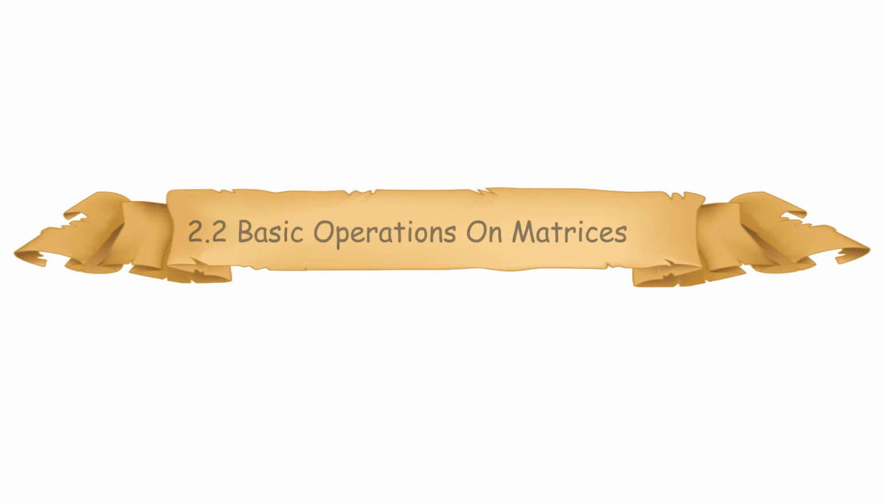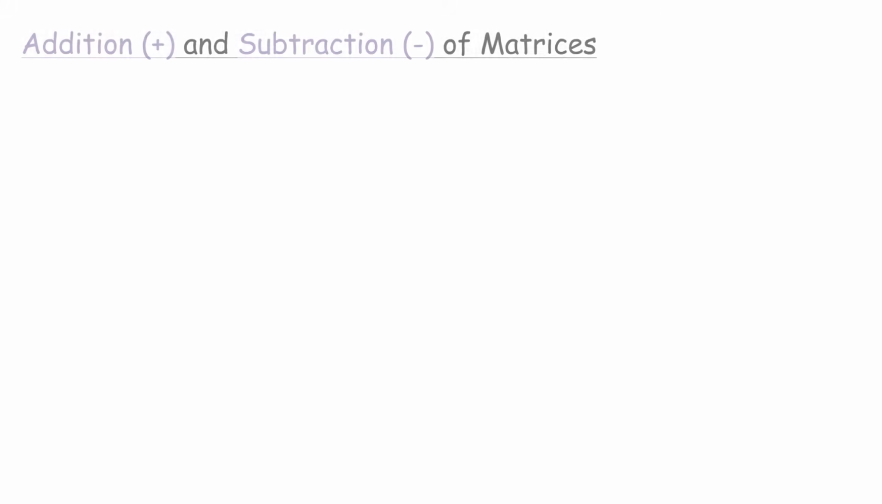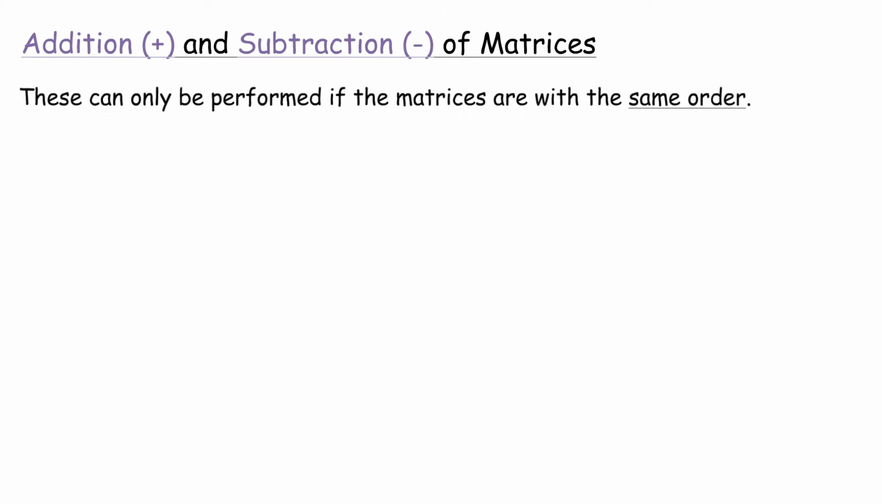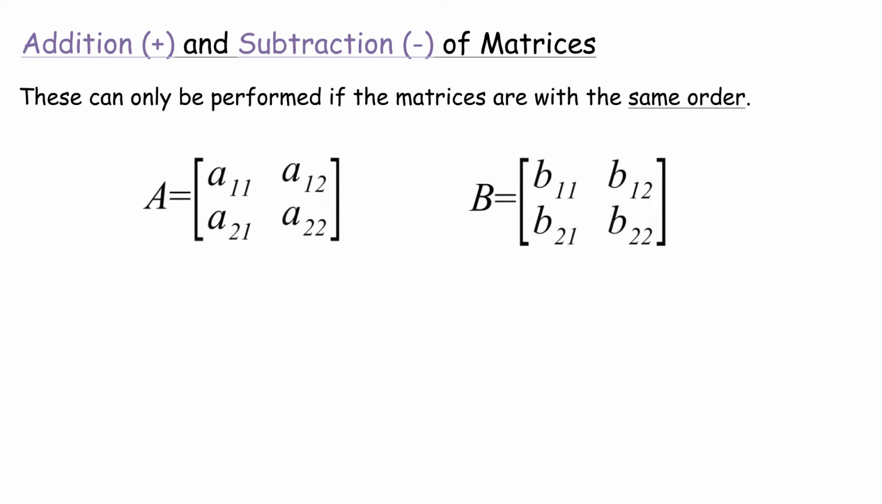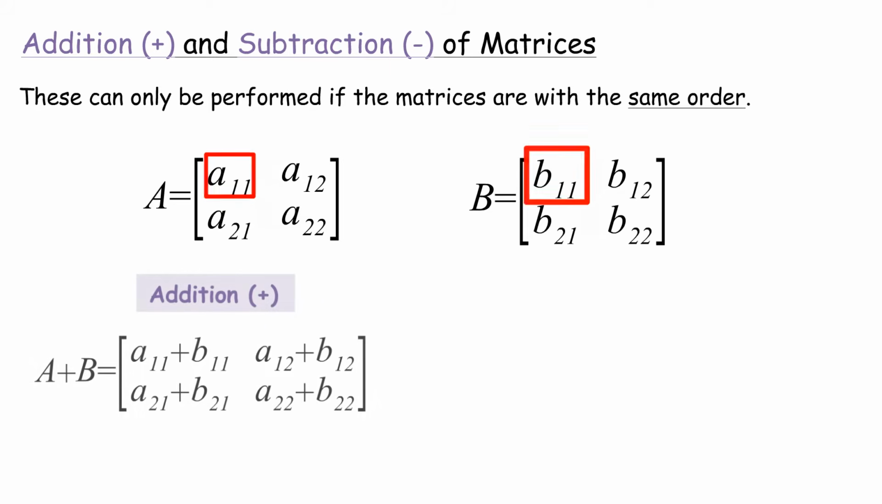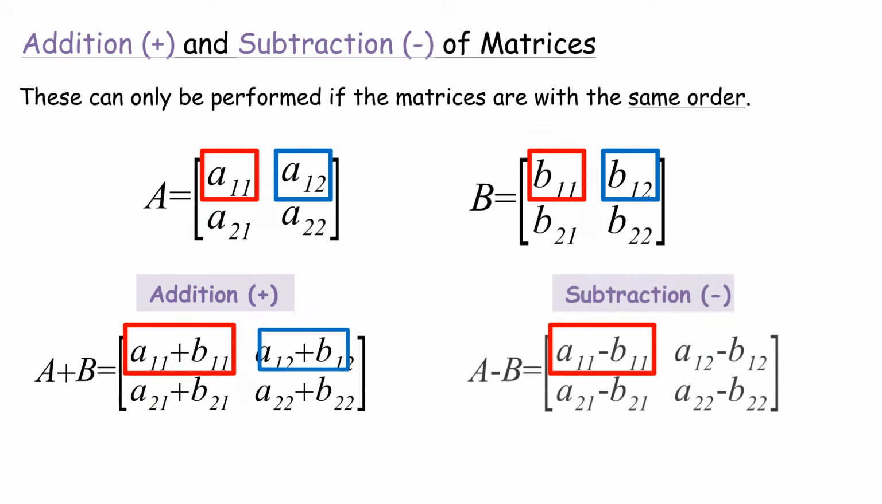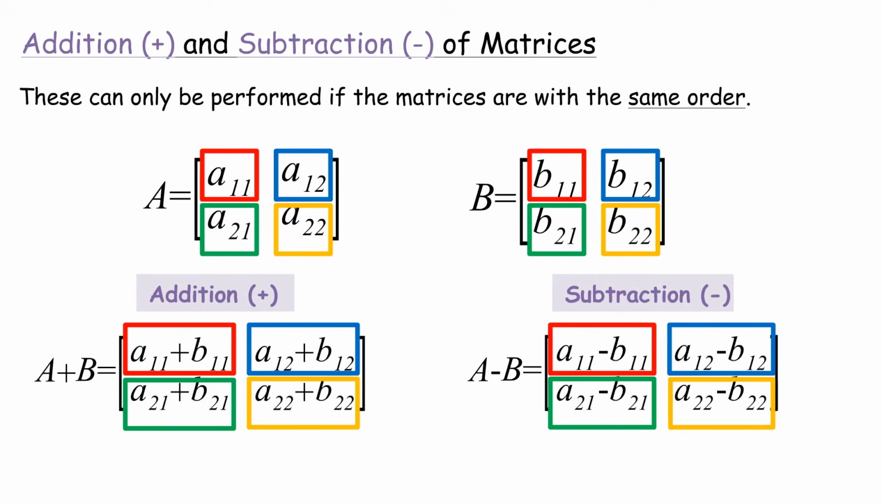2.2 Basic operations on matrices. In this part, we will learn addition, subtraction, multiplication and inverse of matrices. Addition and subtraction of matrices can only be performed if the matrices have the same order. Each corresponding element is added or subtracted to obtain a single matrix with the same order.